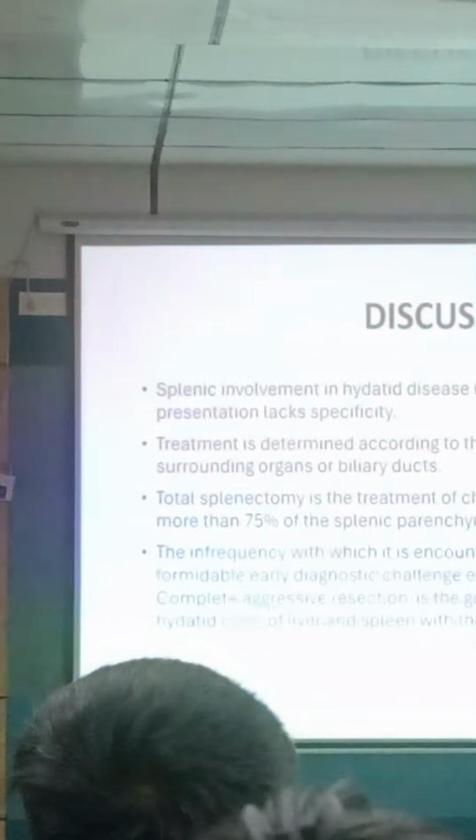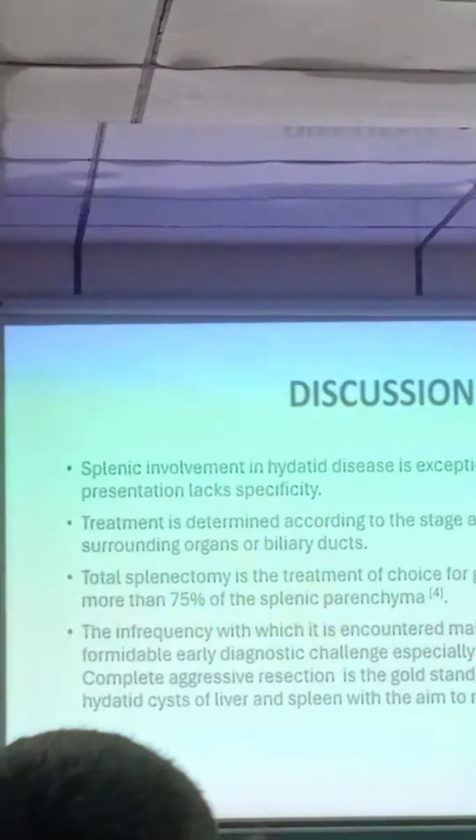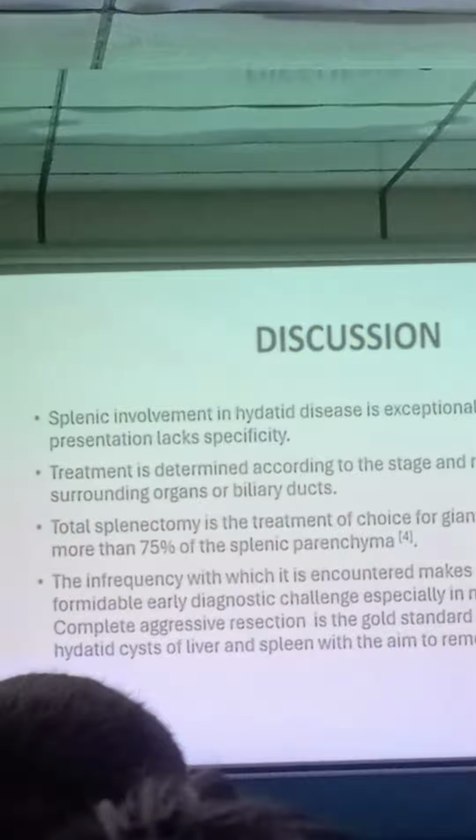So we know that splenic involvement in hydatid cyst is rare and the clinical presentation lacks specificity. And early diagnosis and management is important to prevent the complications. Treatment is determined according to the stage, the size, and the relation of the cyst to the surrounding organs. Total splenectomy is the treatment of choice for giant splenic cysts.